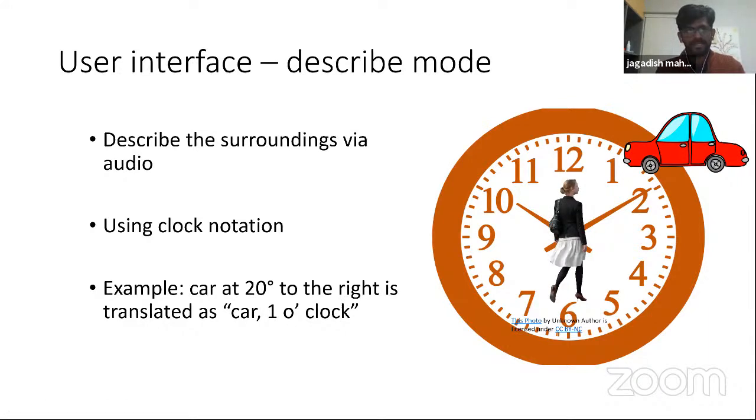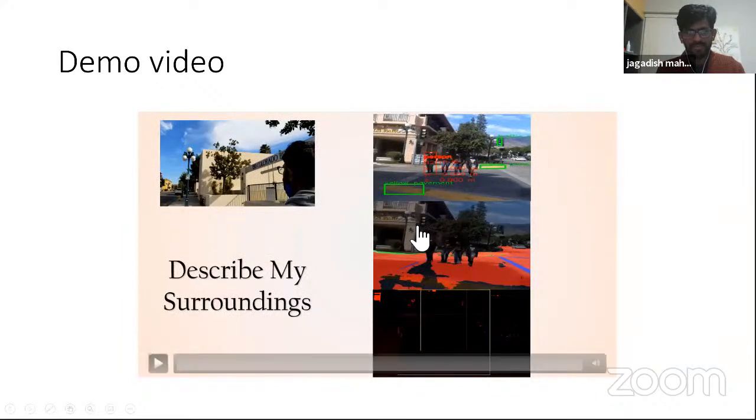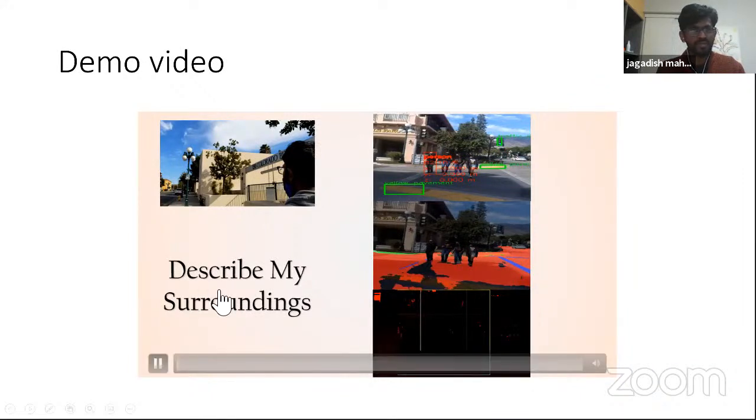And we can detect many things apart from cars. It can be a person, or traffic lights, or a yellow pavement, or a trash can. All this information will be conveyed to the user in the clock notation. So here's a small demo video that I'd like to show here. And again, this feature is upon request by the user. This is not enabled by default.